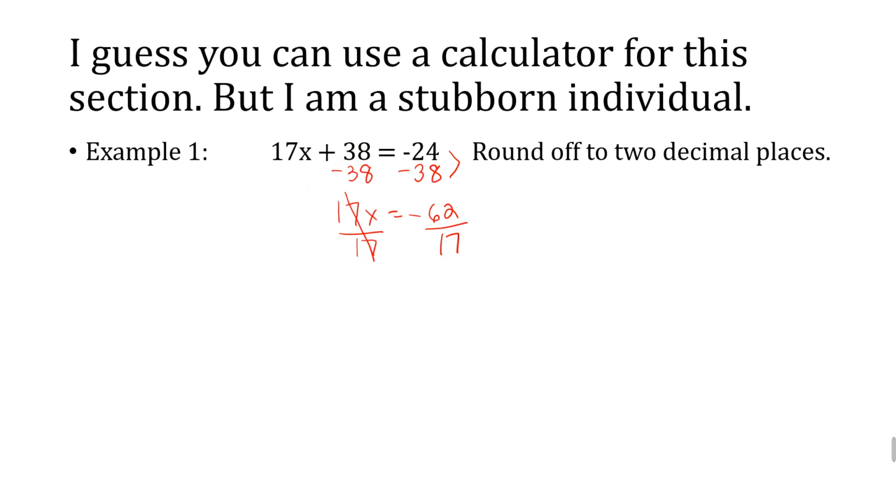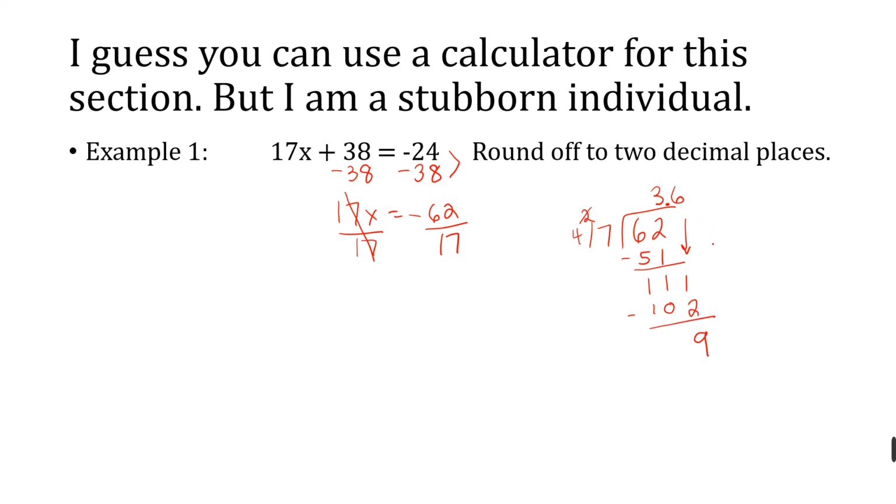I'm very stubborn, so I'm going to do this. 17 goes into 62. Let's see. I think it's less than 4 times. I think it's 3 times. 3 times 7 is 21. And subtract, and we get 11. I have no idea how many times 17 goes into 111. Okay, I'm going to guess 6, and we'll see how it goes. I need a decimal point. 6 times 7 is 42. 6 times 1 is 6, plus 4 is 10. Okay, I think I did that right.